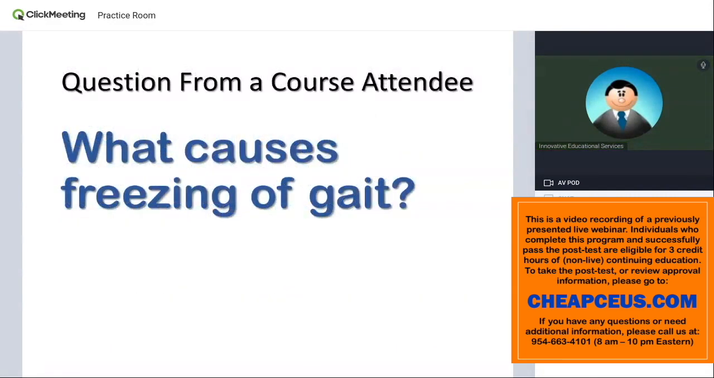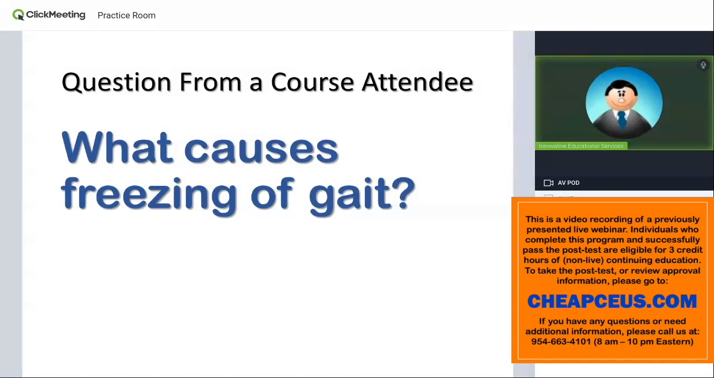What causes freezing of gait? Freezing of gait occurs in individuals with Parkinson's disease, and it's when the individual is moving or ambulating and they're unable to progress forward despite their intention to walk. It usually presents as a trembling in space. They're just in place. They're not able to move or progress.